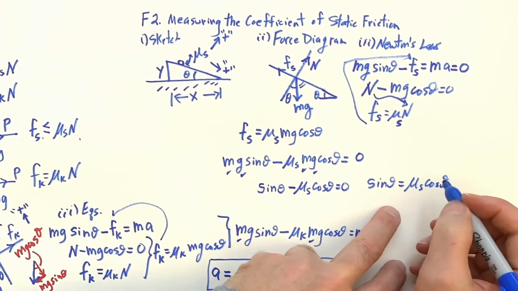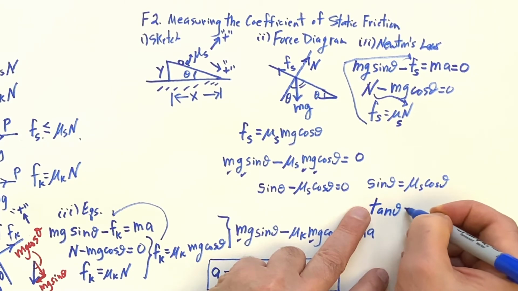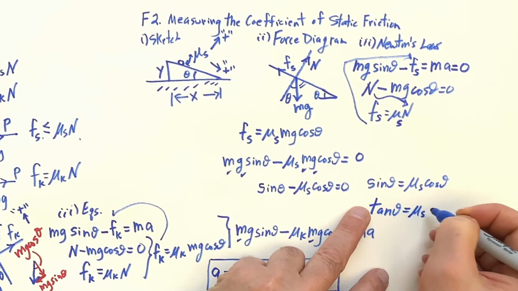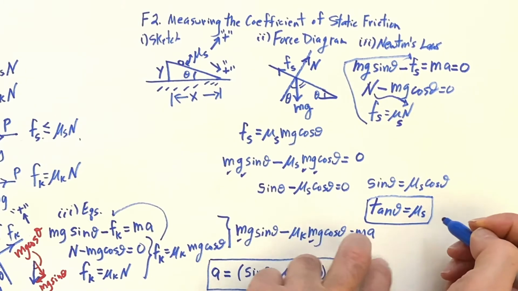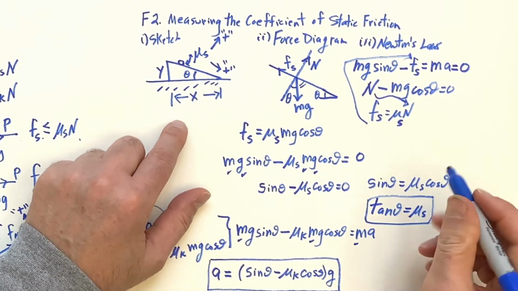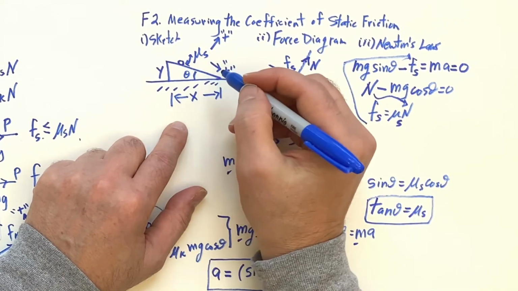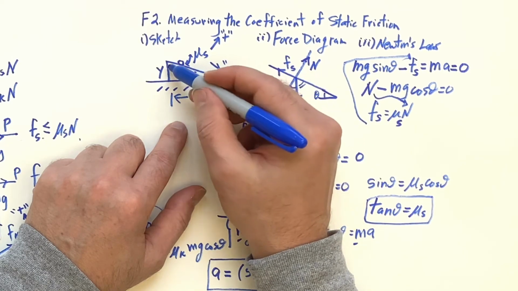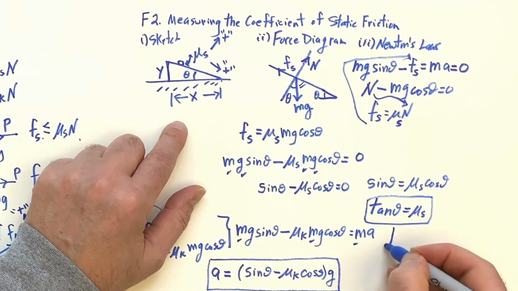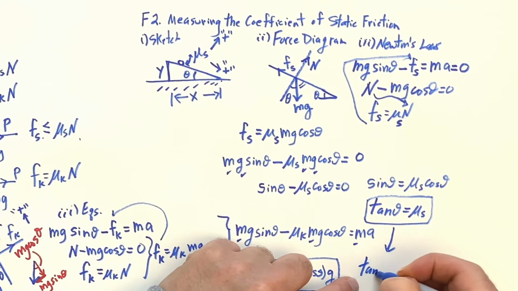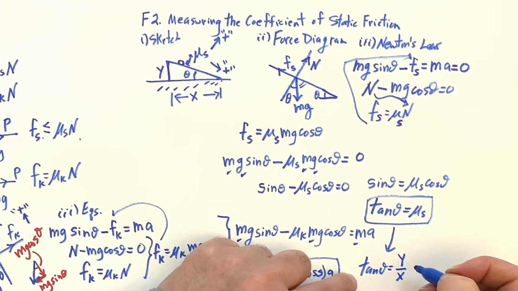And now if you divide by cosine of theta, you get this cute formula that the tangent of theta is mu s. That's a nice formula. In other words, the tangent gets you the coefficient of static friction at the point where the coin just budges, starts to move. But the tangent here is the opposite side divided by the adjacent side. So that's nice because that tangent we can measure in the lab, see, y over x.